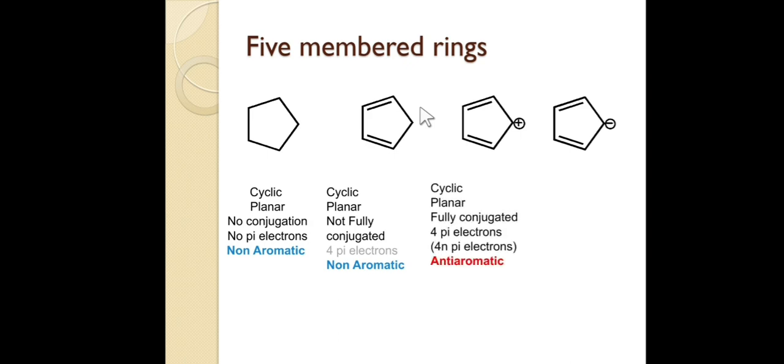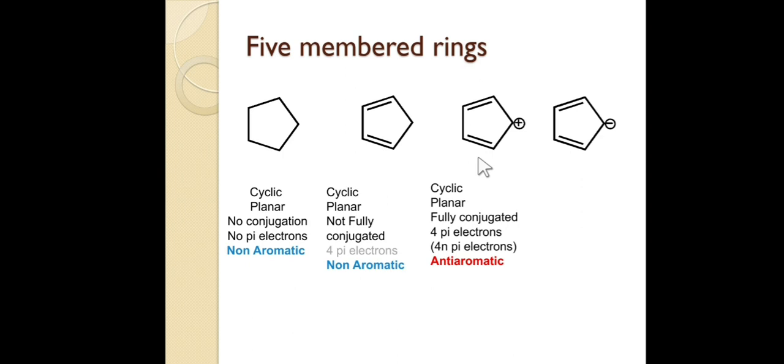The next compound has a positive charge. Now these two double bonds are connected and this compound becomes fully conjugated. But even though it is cyclic, planar and fully conjugated, it has only 4n pi electrons. It is not following Huckel's rule of aromaticity, that is, the 4n plus 2 pi electron system. It is only a 4n pi electron system, which is cyclic, planar and fully conjugated. Therefore, this is an anti-aromatic compound.